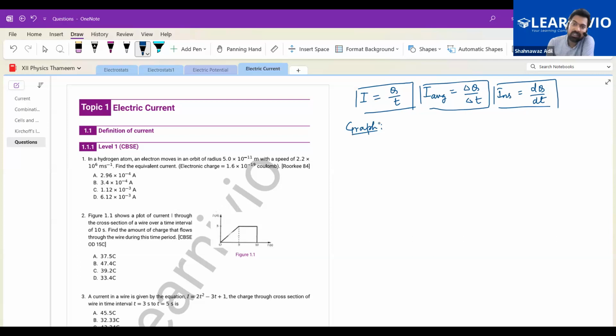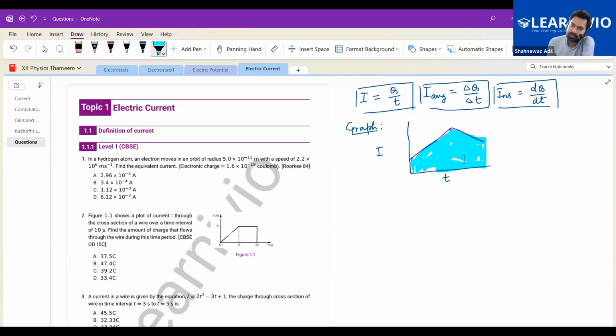So if we have a current-time graph, let's say something like this. So this is the current-time graph. And if I want to calculate the total charge, the total charge would be the area under this graph. Total area under this graph.